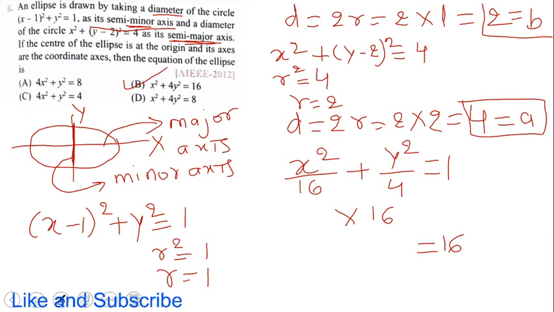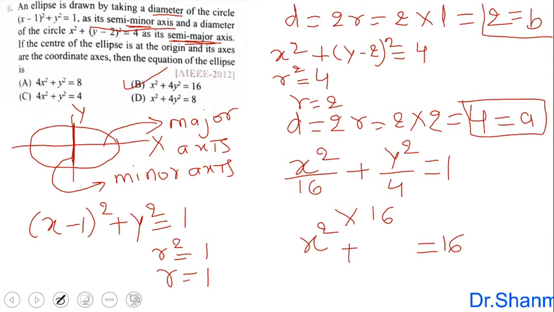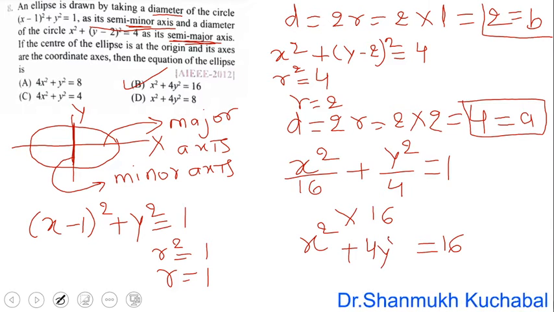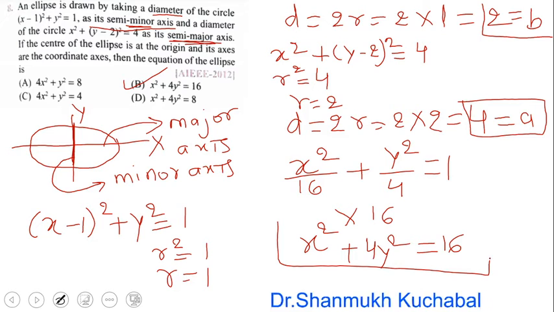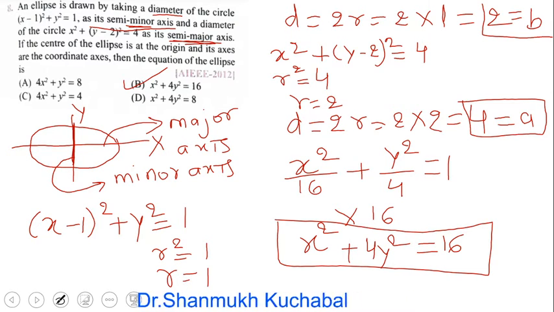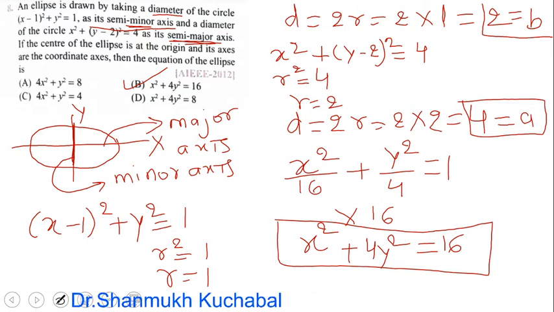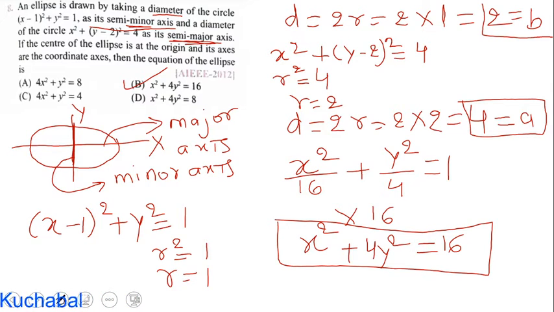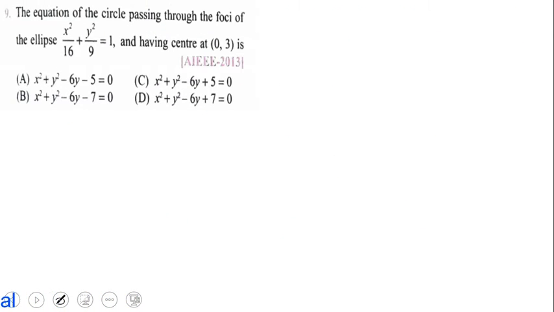Option B is the right answer, or else you can simplify further. 16 and 16 get cancelled. We get x square, and 4 ones are 4, 4 fours are 16, so 4y square we get. Therefore, this is the right answer. Therefore, option B is the correct option here. Right? Okay. You can take a screenshot of this. Okay, we'll move to the next example.